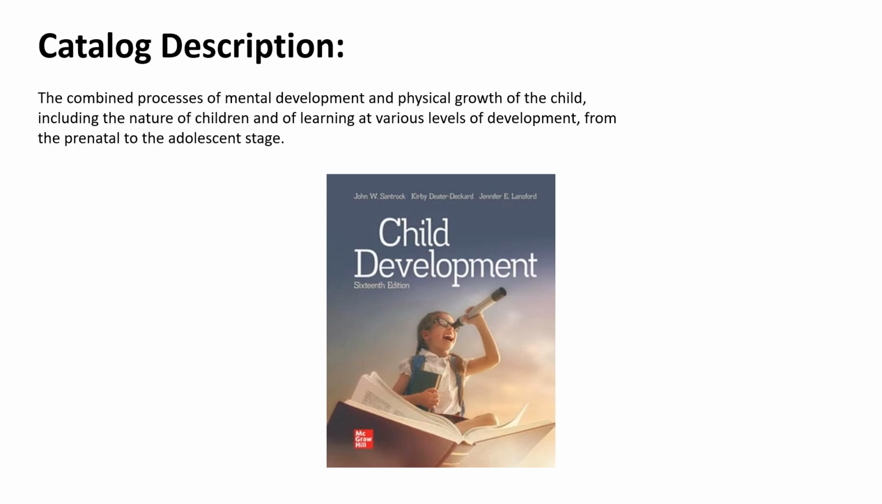The catalog description gives you the general outline of what we will be talking about or learning this semester. The combined processes of mental development and physical growth of the child, including the nature of children and of learning at various levels of development from the prenatal through the adolescent stage.